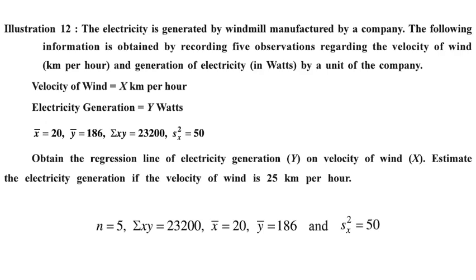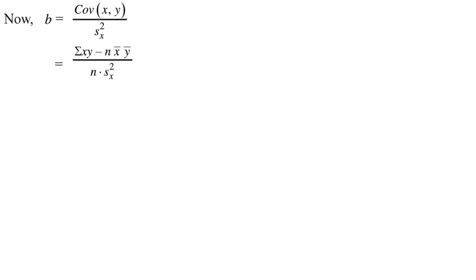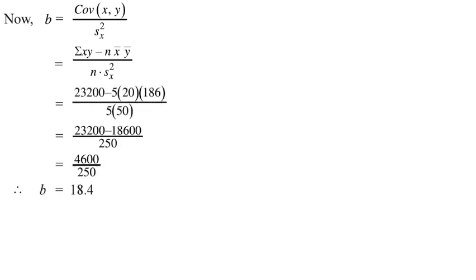Now, I am just rewriting the data in simple format, nothing new. Taking the value of B as covariance xy upon sx square. As I am writing covariance here, I am going to write the modified formula of covariance, that is summation xy minus n x bar y bar upon n. Sx square was already there, remaining is the expansion of the covariance formula. Now we have all the values here, so we will put them into the equation, solve them, and we will get B as 18.4.